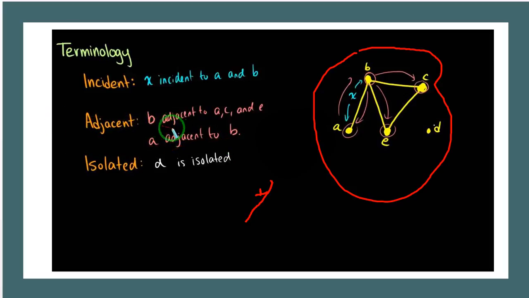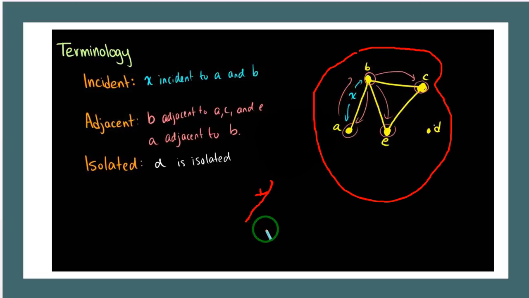Then the second is adjacent. Adjacent means a vertex which can combine other vertices as well. If you can see B, B is adjacent to C, B is adjacent to A, B is adjacent to E. So it means B is combining A, C and E. B is not adjacent to D because B is not combining D. So B is adjacent to A, C and E. If you talk about A, A is adjacent only to B. If you talk about E, E is adjacent to C, and E is adjacent to B.